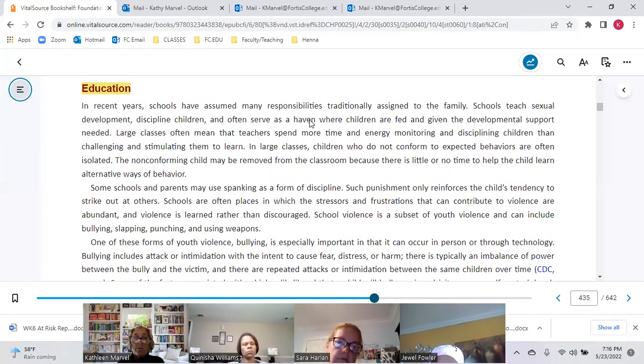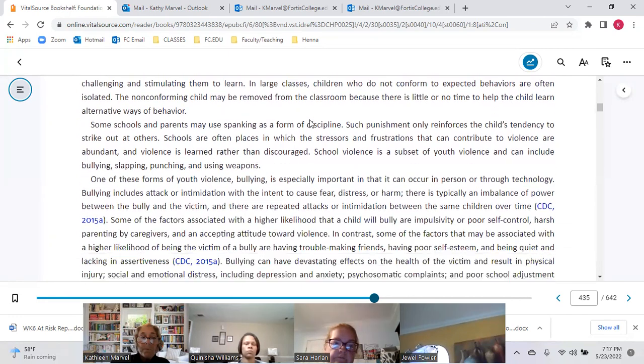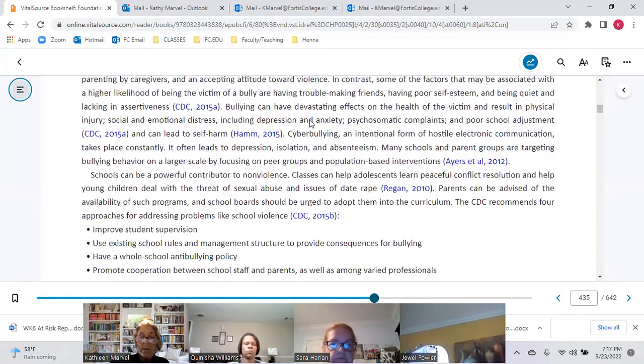I like how this is described at the beginning. Schools have assumed many responsibilities traditionally assigned to the family at home. Sexual development, disciplining are often now done at the school, right? Large classes often mean teachers spend more time monitoring behavior and disciplining kids than teaching. Okay. And we all know about school shootings.